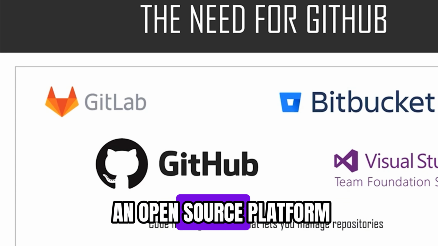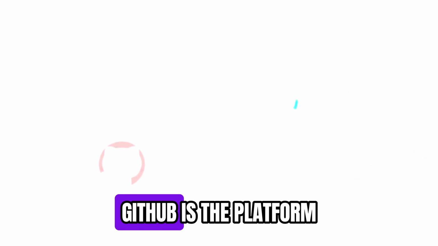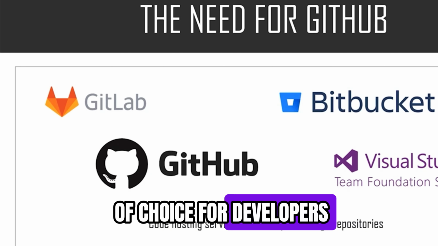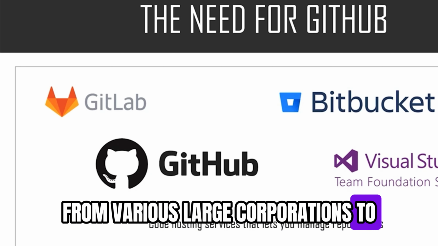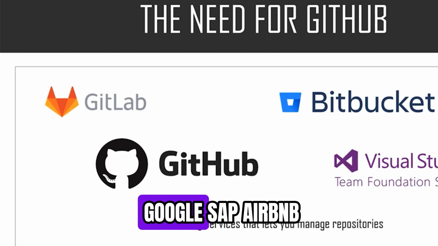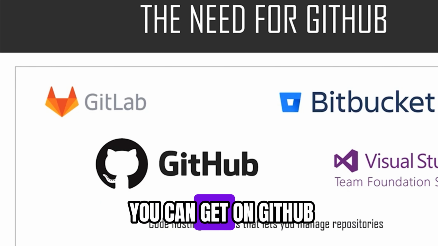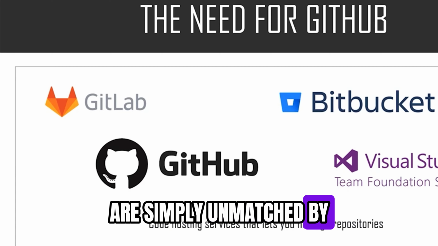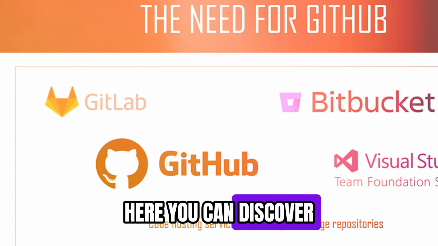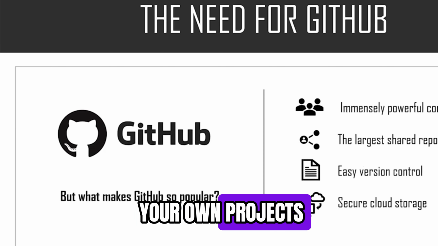GitHub is an open-source platform and the community is really what fuels it. Moreover, GitHub is the platform of choice for developers from various large corporations. Microsoft is the number one contributor to the system, but there are also Google, SAP, Airbnb, eBay, PayPal, and many others. Exposure and insight that you can get on GitHub are simply unmatched by any other platform. Here you can discover code written by others, learn from it, and even use it for your own projects.